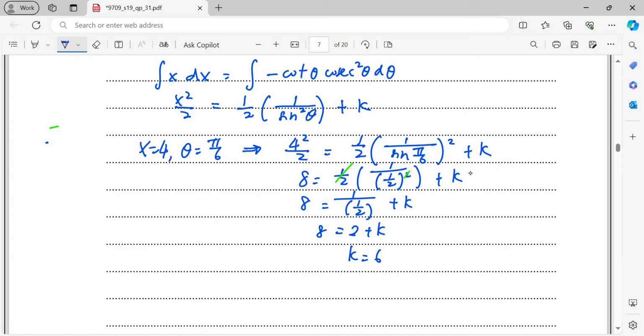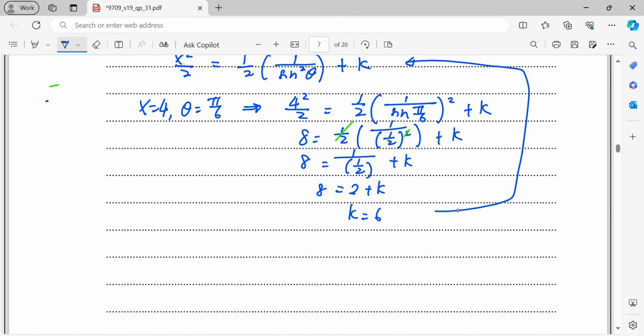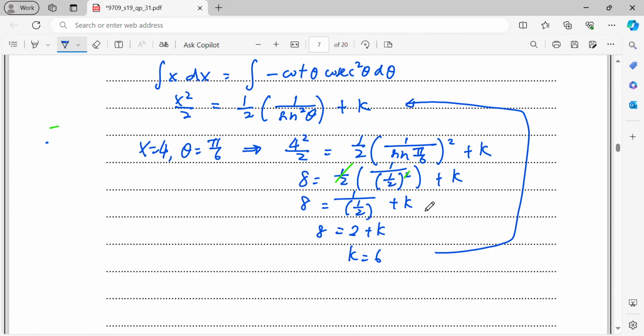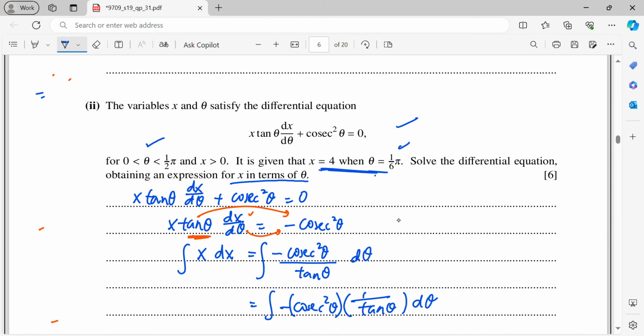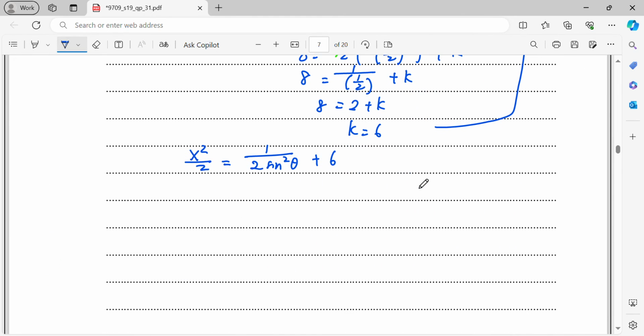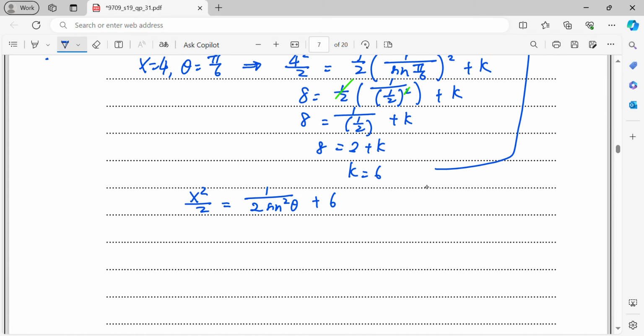Okay, then now substitute this k value into the previous solution. So I will just rewrite my solution here. I will be getting x squared over 2 equals to 1 over 2 sine squared theta plus 6. Now let's look at the question. The question says you need to get x in terms of theta. So it means that I need to get the x as a subject. So in other words, to get the x as a subject, I shouldn't have over 2 here.